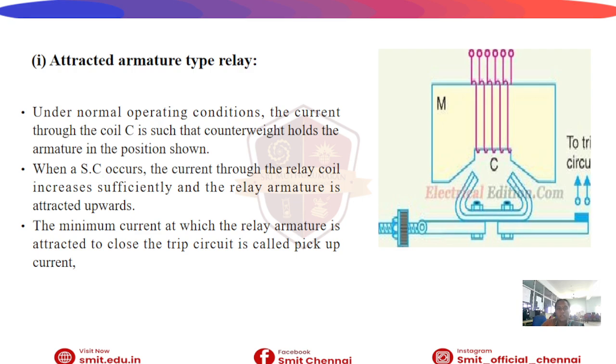Attracted armature type relay. Under normal operating conditions, the current through the coil, that is C, is such that the counterweight holds the armature in the position, as shown in the figure. When a short circuit occurs, the current through the relay coil increases sufficiently and the relay armature is attracted upwards. So the minimum current at which the relay armature is attracted to close the trip circuit is called pickup current.